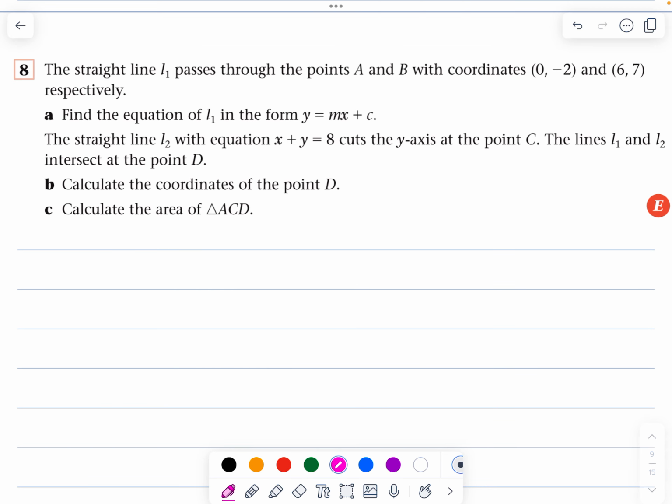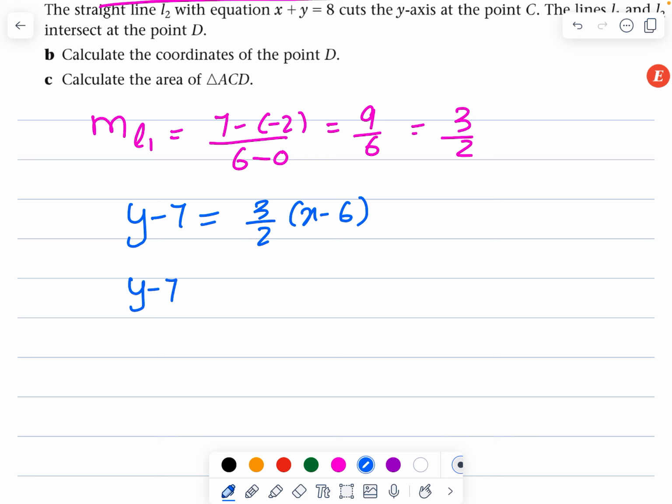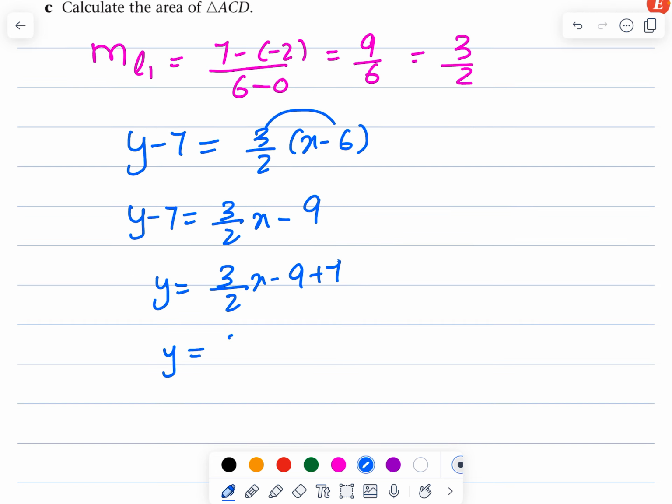Question number 8. A line L passes through these 2 points. Find the equation of line L1. So for the gradient you find y2 minus y1 upon x2 minus x1, 9 upon 6, which is 3 upon 2. Then I take this point 6, 7, y minus y1 equals m times x minus x1. So y minus 7 equals 3 upon 2 x minus 18 upon 2, which is 9. 3 upon 2 x minus 9 plus 7. So y equals 3 upon 2 x minus 2.